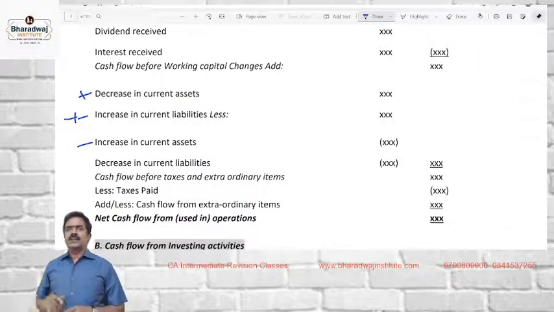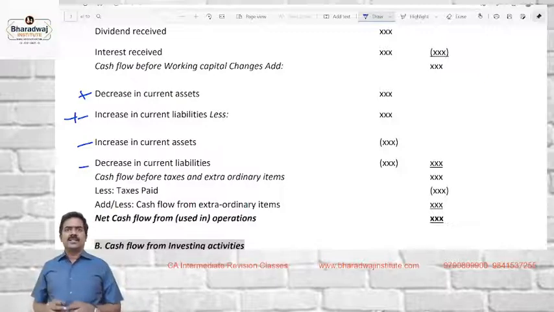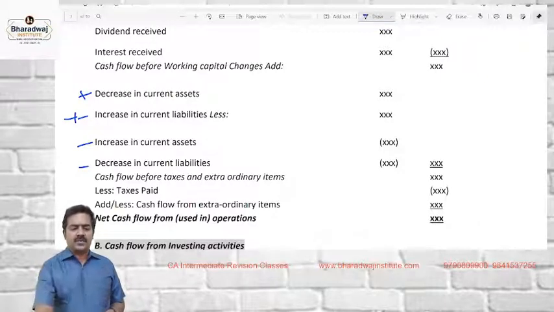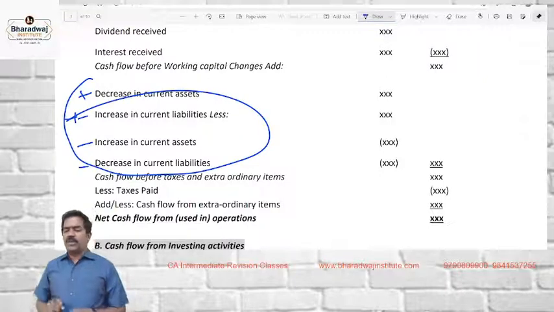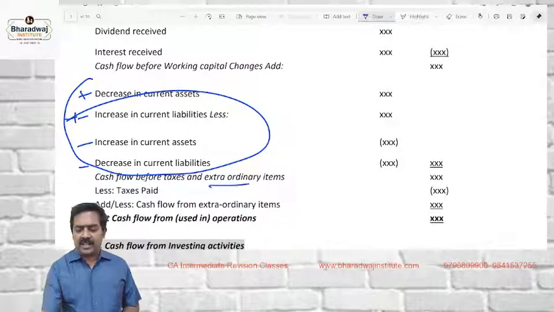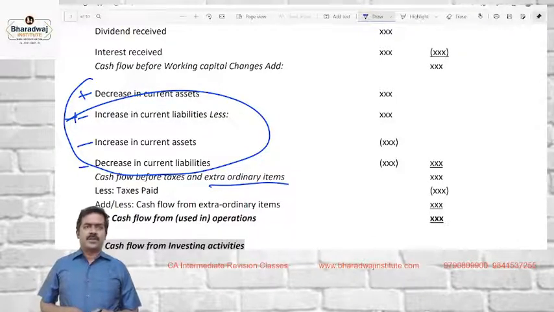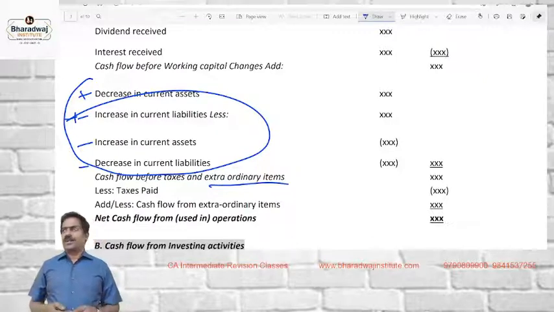Increase in current assets creates what? Outflow. It is like purchases. Decrease in current liability also. We pay the money. It results in what? Outflow. So when you adjust for working capital changes, we get which one? Cash flow before extraordinary items. Extraordinary items are those which should not happen in your business. If it is going to happen, it may result in shutdown also. Like loss due to earthquake, flood, riot, all those things.